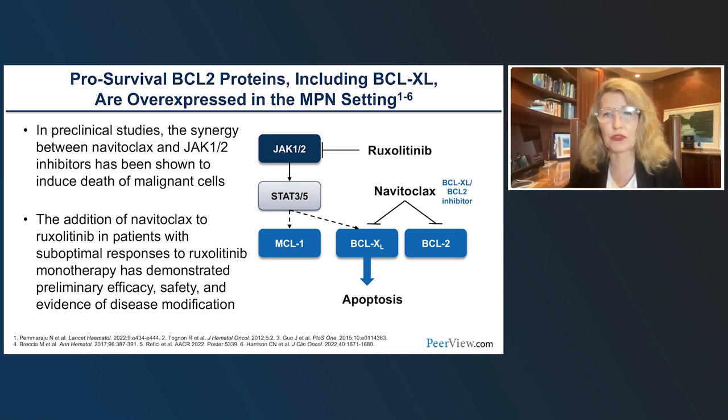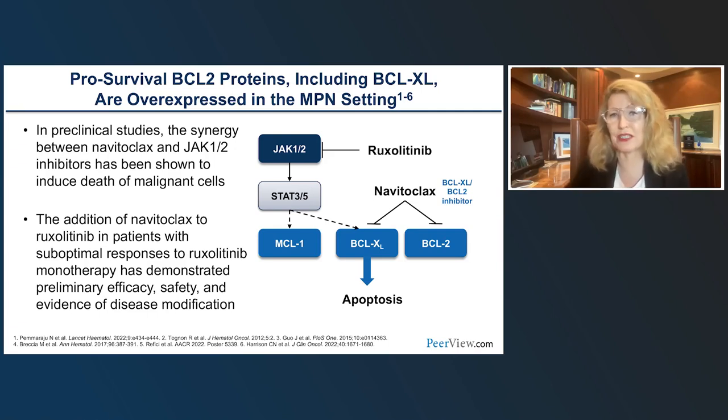For the pro-survival BCL2 proteins, including BCL-XL, they tend to be overexpressed in the MPN setting as patients progress from lower risk to intermediate and high risk disease. Now, we know that ruxolitinib is very effective at inhibiting JAK2, but often in patients, as I mentioned, it's not enough because STAT3 and 5 signaling can activate BCL-XL and also MCL1.